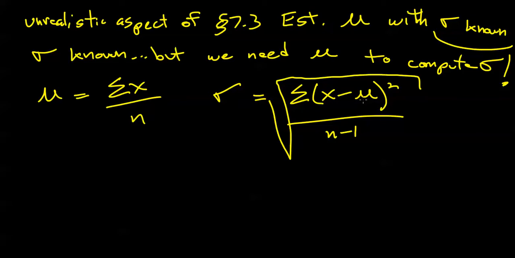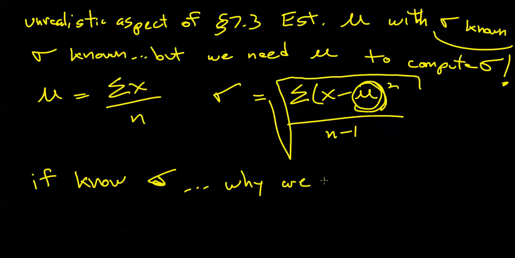The difference from the mean squared, add up all those squared differences, divide by n minus 1, and take the square root. You'll recall this formula from chapter 3. But notice, mu is involved significantly in the formula for sigma. So, again, if we know sigma, that means you must know mu. Well, so if you know sigma, why are we estimating mu? And that's a good question to ask.